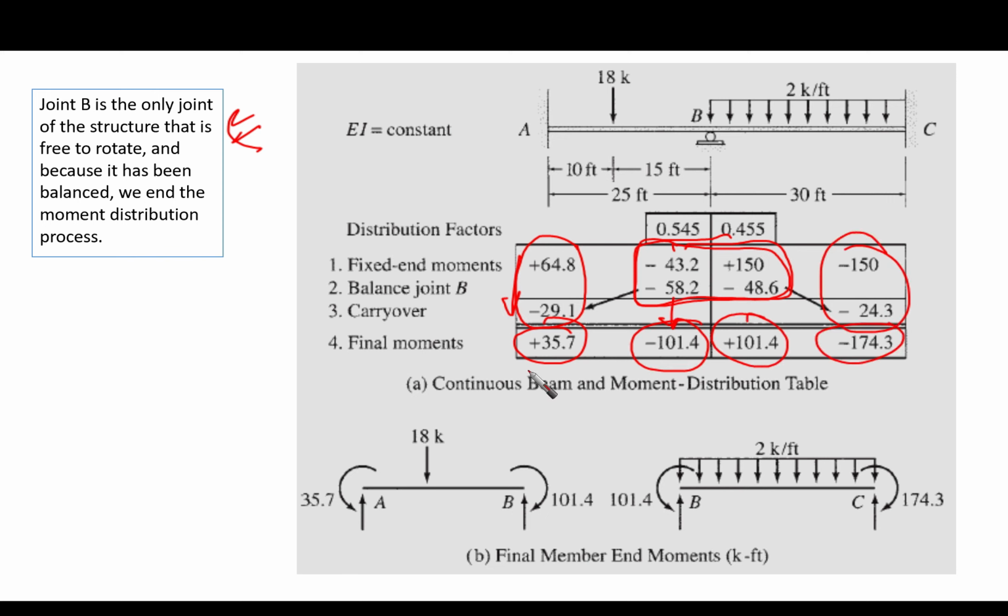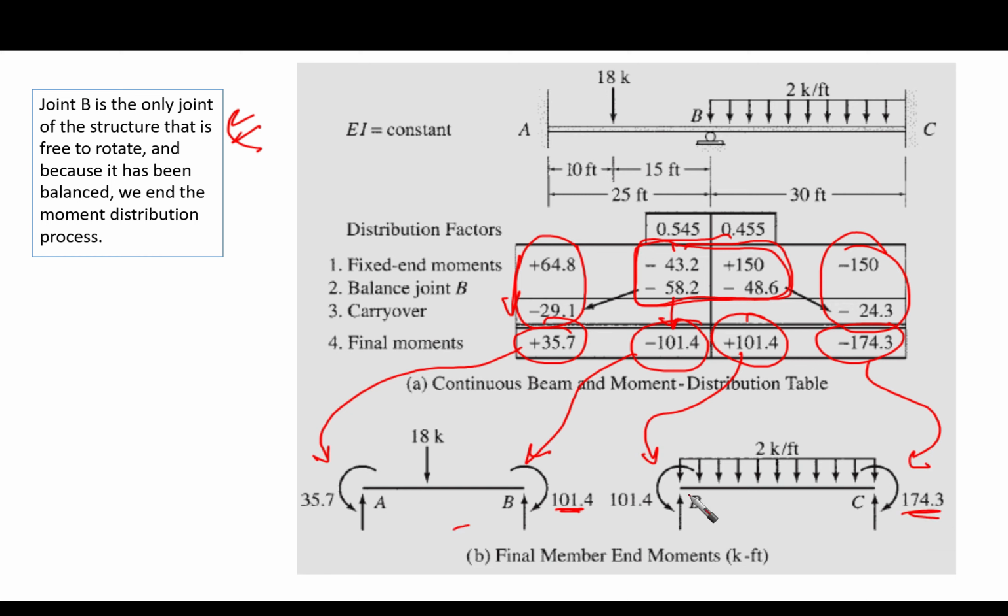These moments, we are going to take and put in the free body diagram of each span. So we're going to put here, this is the moment here, this is positive, counterclockwise, as you can see here. This is negative, it is clockwise, with the same magnitude. And for the span BC, it is 101 positive, counterclockwise, and here at point C it is negative, so it is clockwise 174.